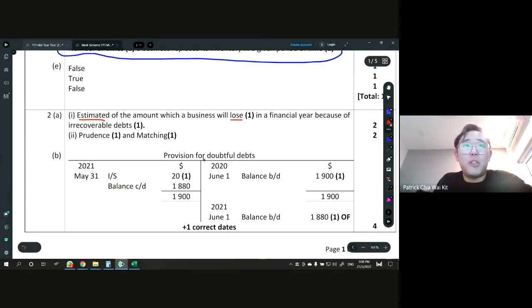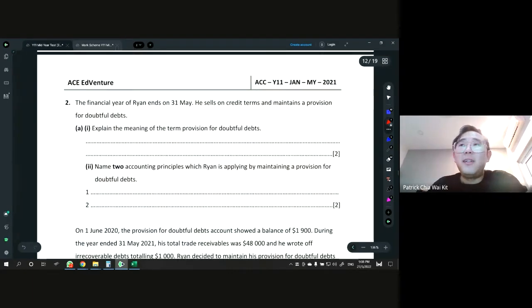In a year, because of what? Because of bad debt. So technically, I will just write estimated loss in value due to bad debt. I'll probably put that, it's so much shorter. So what is PFDD? It's an estimated loss in value due to bad debt or irrecoverable, whichever way.